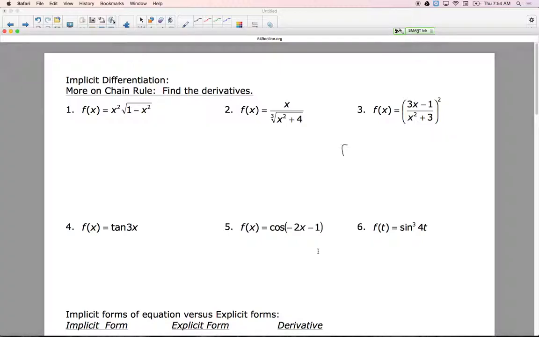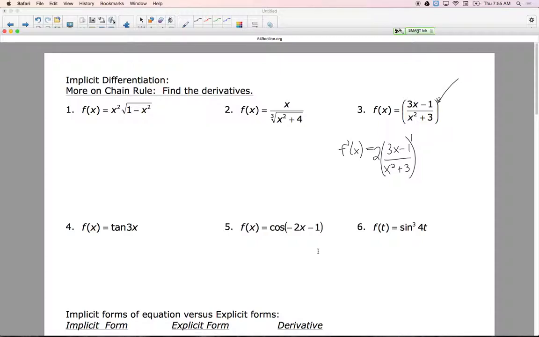This one you would go f prime of x. How are we going to do this problem? Now, a lot of people said, well, I'll just square the top and square the bottom, and then I'll use quotient rule. I don't think it's going to save you any time. So I would just jump right into chain rule here. So it's going to be 2 times 3x minus 1 all over x squared plus 3 to the what power? First. That's chain rule. We're doing the derivative of the power first.